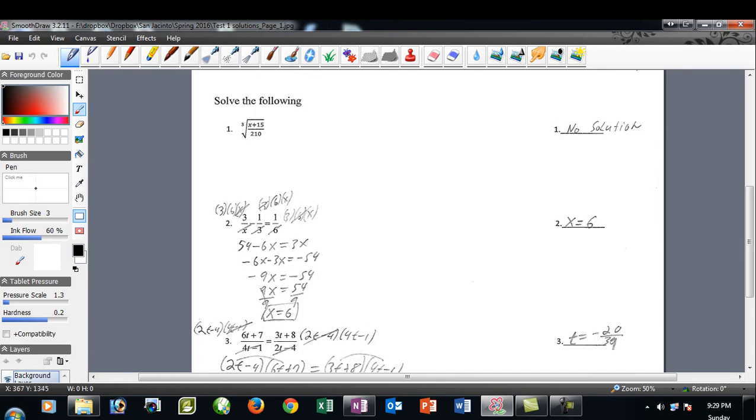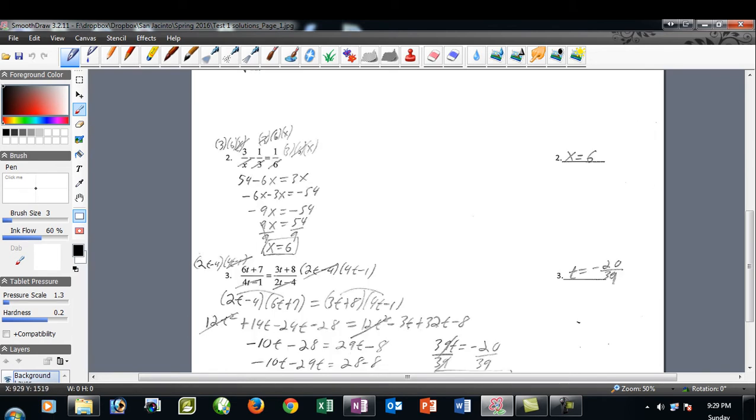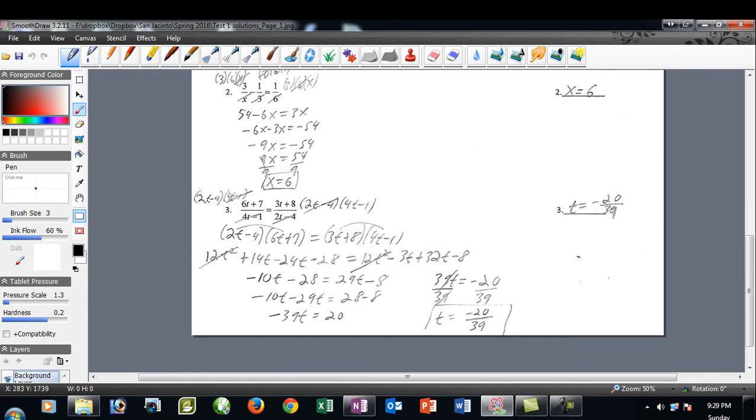Number 2, make sure you look at your bottoms. Multiply, give everything to 3, 6x. Cancel, cancel. You're left with x equals 6. Same thing, talked about in class. Give it to everybody. Don't discriminate. Cancel. Next one, look at the bottoms. Give it to 2t minus 4, 4t minus 1. Cancel. Don't forget to draw your dance lines.